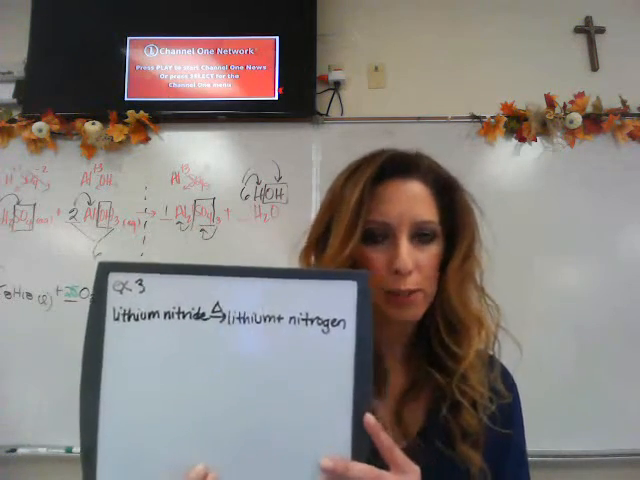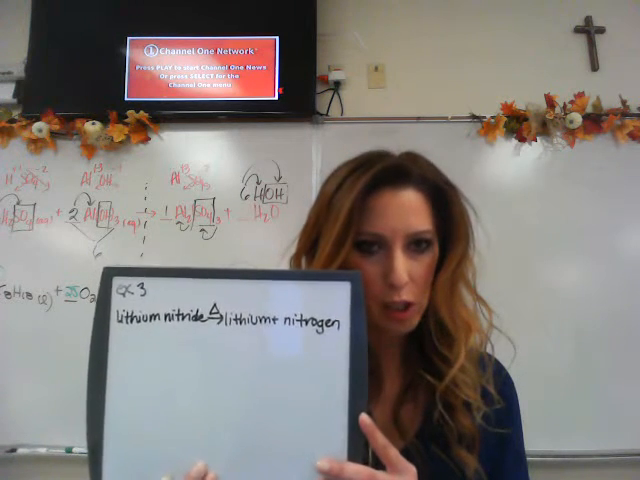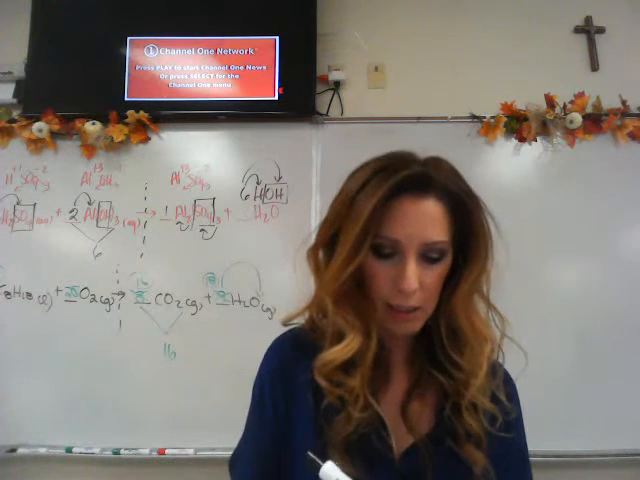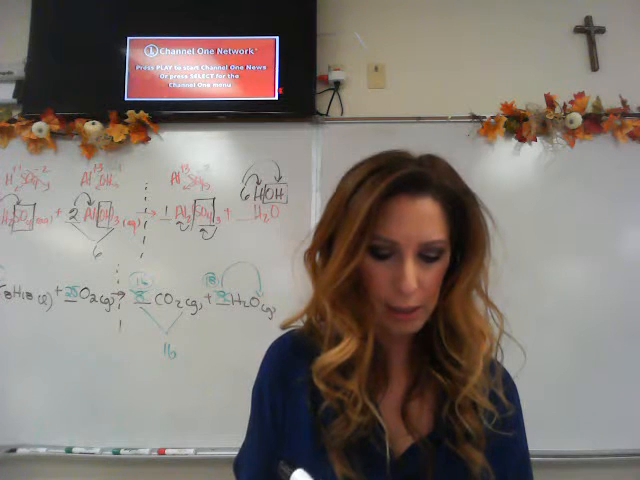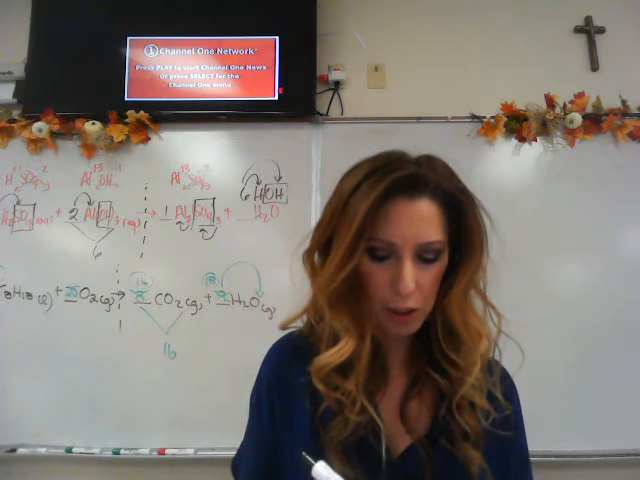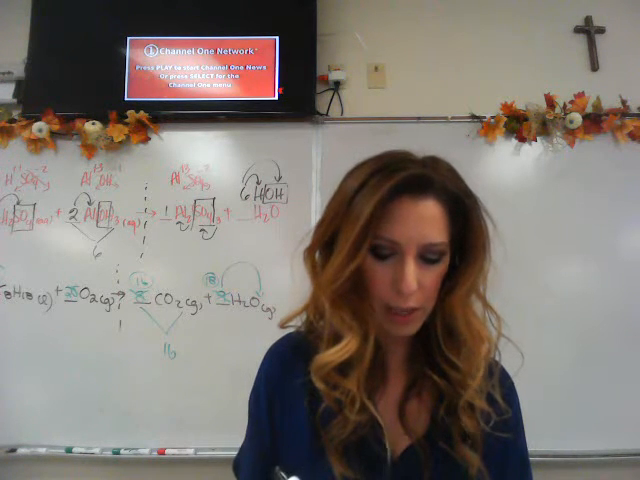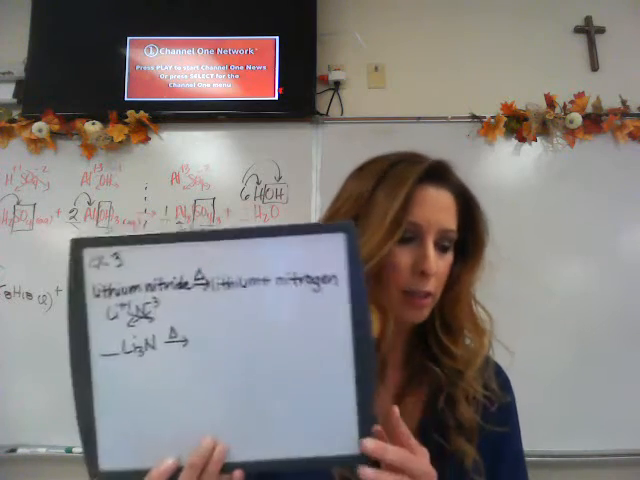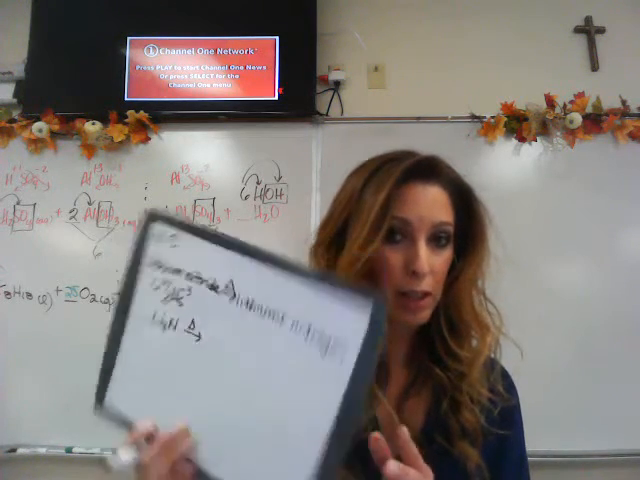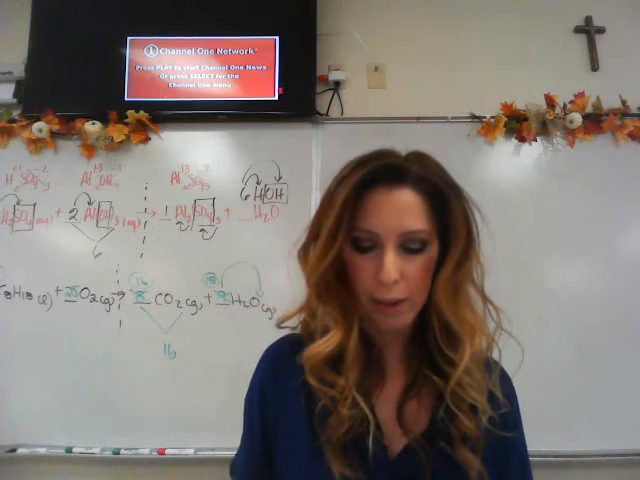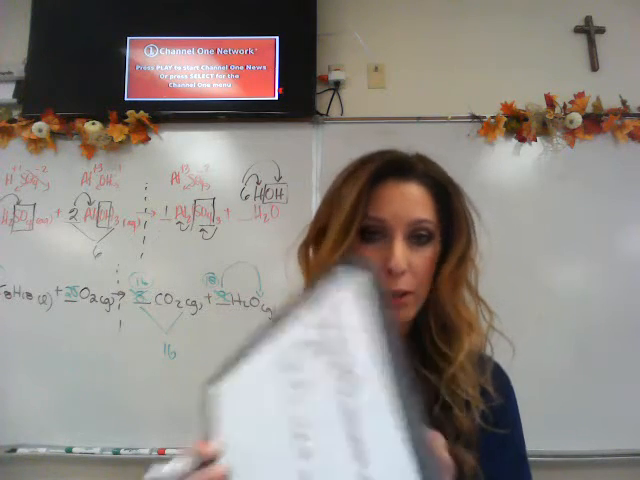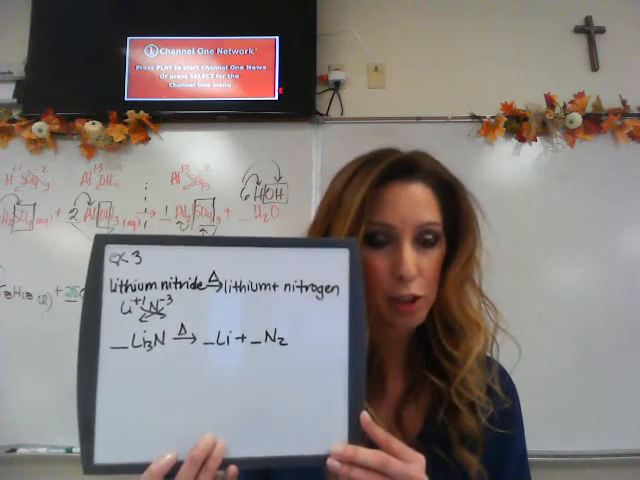Okay, now what we have to do is write the chemical formula. So lithium nitride is Li plus 1 and N minus 3. We cross the charges, we get Li3N, which looks like this. And then the symbol for lithium is Li. Nitrogen is highlighted on the periodic table because it's a diatomic element, so that means you have to write N2.